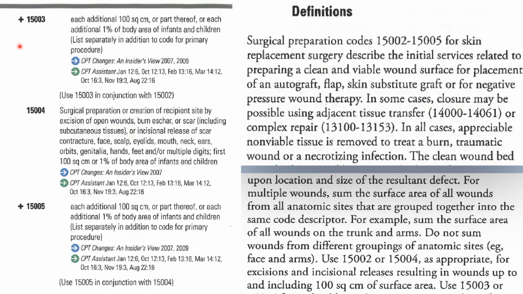So these are the codes for the surgical preparation, and they are in the range of 15002 to 15005. There are add-on codes, and remember that you do not sum the wounds from different groupings of the anatomical site. Use 15002 and 15004 as appropriate for the excision and incisional release, resulting in a wound up to and including 100 square centimeter surface area. So you need to pay attention to what the body group is and how much area has been covered in the skin preparation.